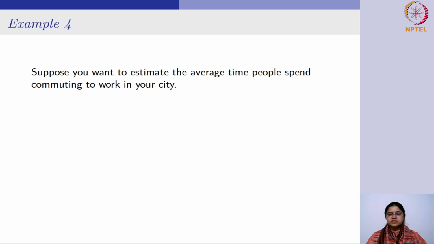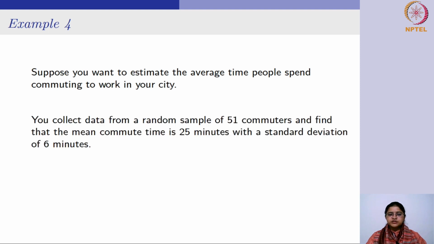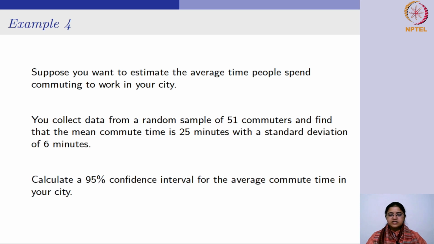Suppose you want to estimate the average time people spend commuting to work in your city, and you collect data from a random sample of 51 commuters and find that the mean commute time is 25 minutes with a standard deviation of 6 minutes. Calculate a 95% confidence interval for the average commute time in your city.